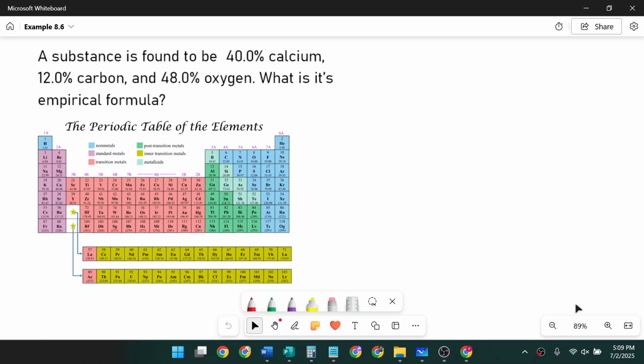This is example 8.6 in Discovering Design with Chemistry. A substance is found to be 40.0% calcium, 12.0% carbon, and 48.0% oxygen. What is its empirical formula?